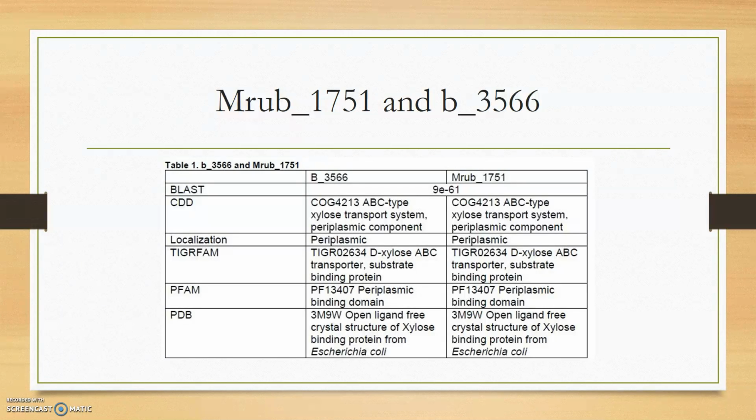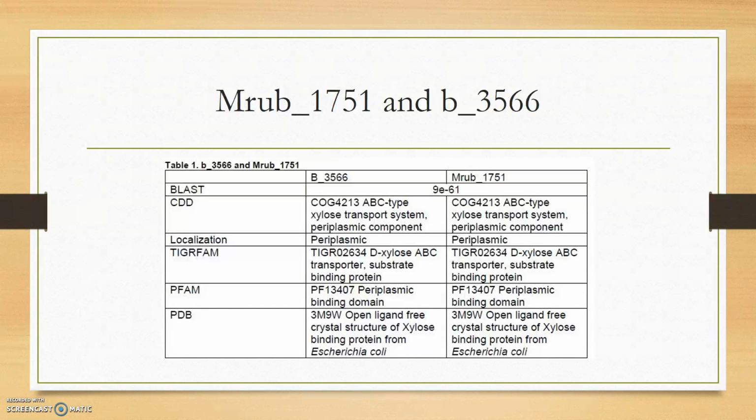Additionally, both genes were localized into the periplasmic space, and the CDD hit for COG4213 for both of them showed that it was the ABC type xylose transport system periplasmic component, so the component of the ABC transporter that snags the D-xylose from outside the cell, which was also supported by the TIGRFAM and PFAM hits TIGR02634 and PF13407.